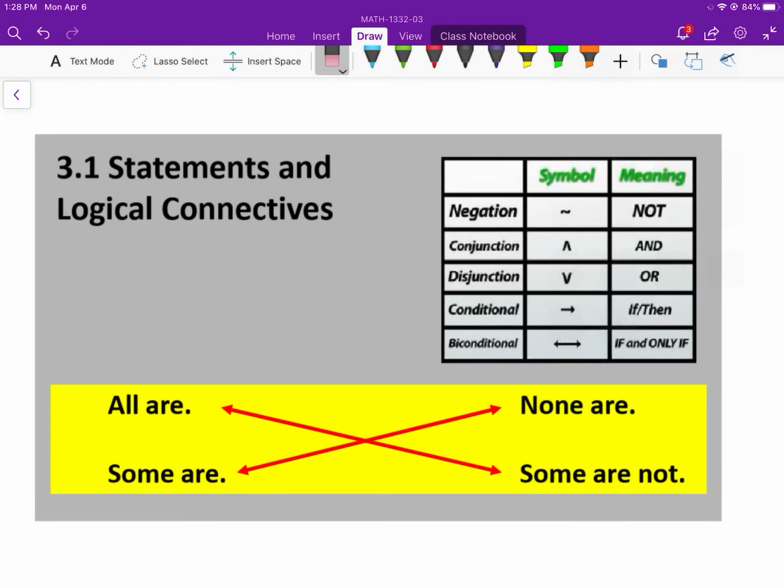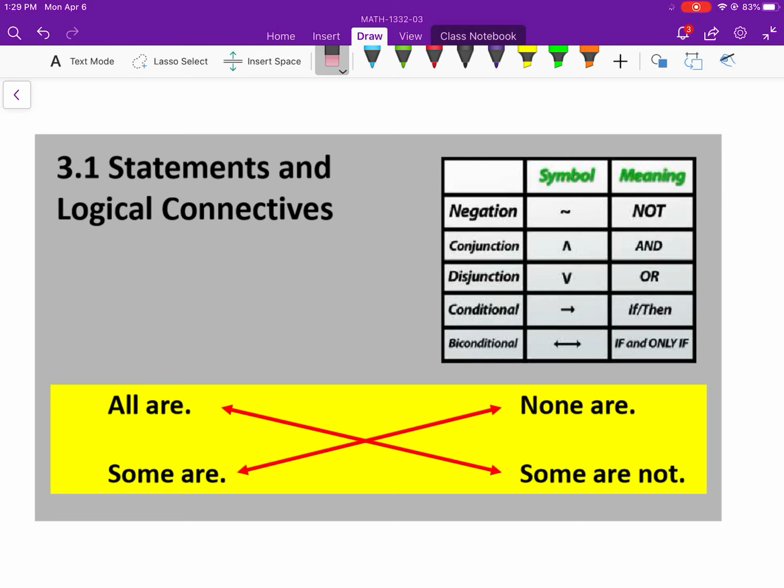All right, so welcome. This is the beginning of chapter 3, 3.1, Statements and Logical Connectives. This is an introductory lesson to what we're going to be doing in the rest of chapter 3. Make sure you pay real close attention to these symbols and their meanings. The little squiggly mark there, that's negation, and the meaning is not.